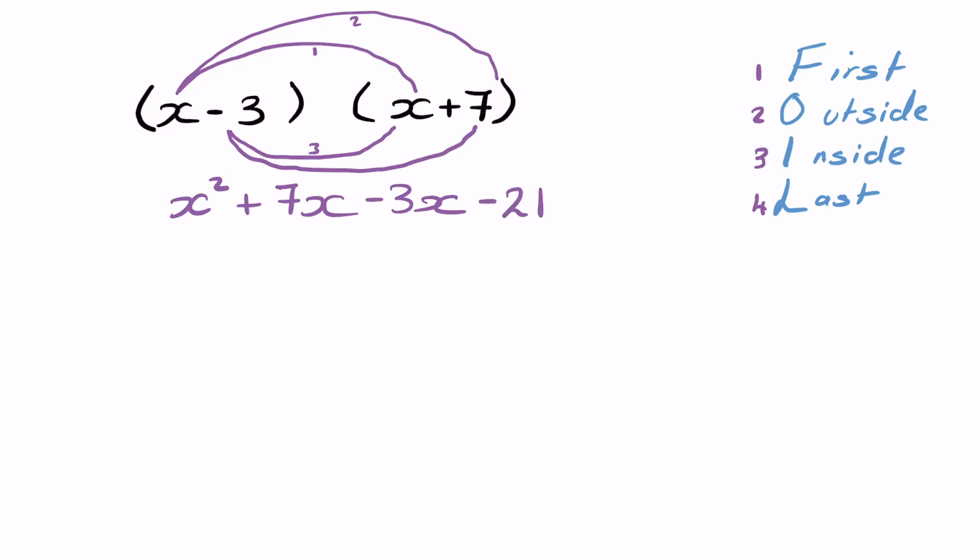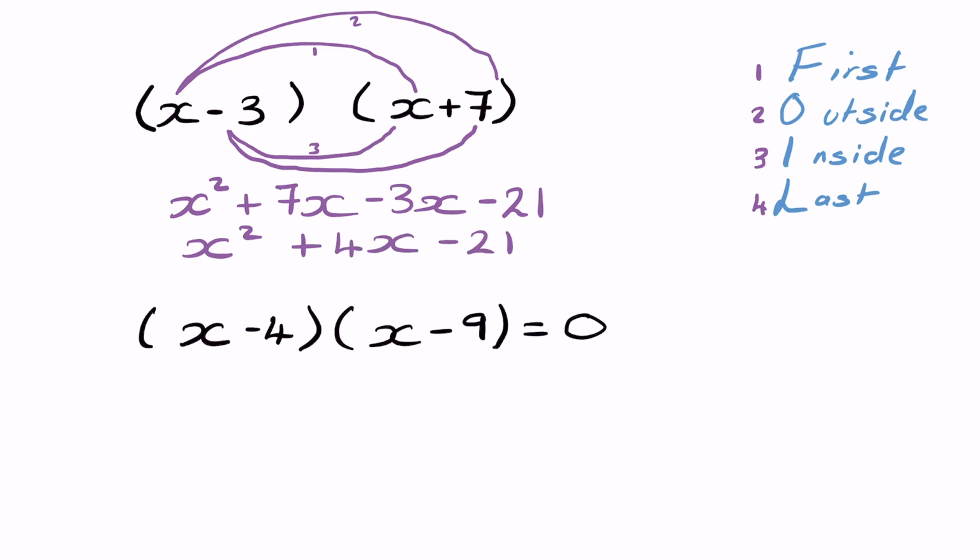Then we go ahead and collect the like terms. This 7x and this 3x we can combine. So we have 7 minus 3, which gives us 4x. So we rewrite the whole expression with x squared, 7x minus 3x is positive 4x, minus 21. And this one, you'll notice I've done it equal to 0.